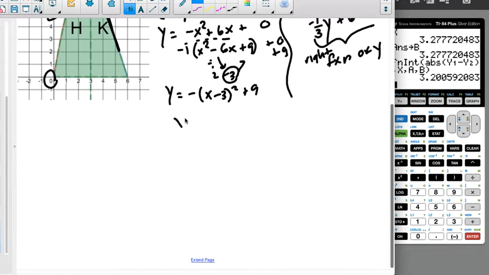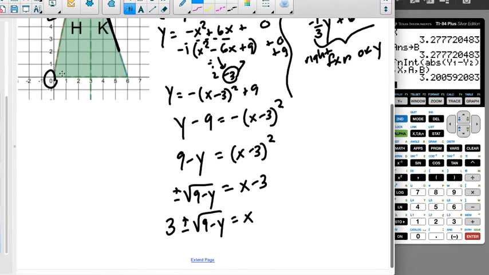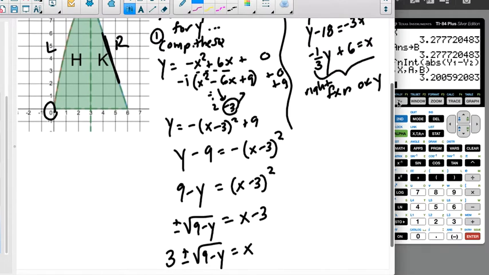So you could say, cool, y minus 9 equals negative of x minus 3 quantity squared. Divide by the negative, so essentially 9 minus y is an x minus 3 quantity squared. Take the square root, so you're going to get plus or minus the square root of 9 minus y equals x minus 3. And then you're going to add the 3. So 3 plus or minus the square root of 9 minus y equals x. And then you'd have to figure out whether this is the plus or the minus, right?